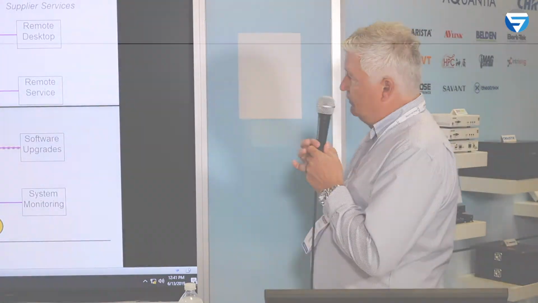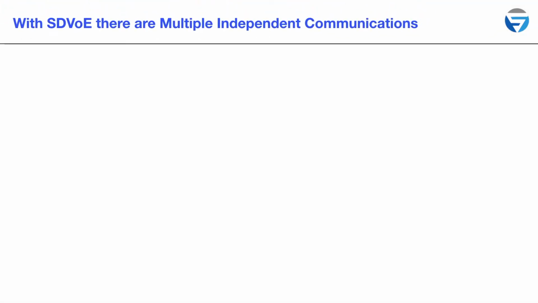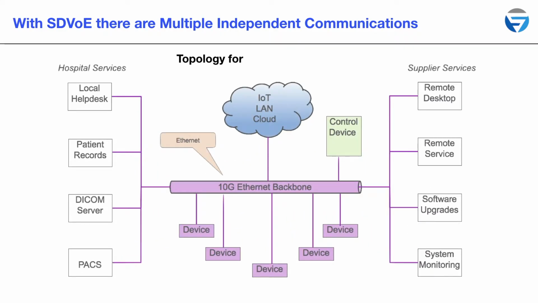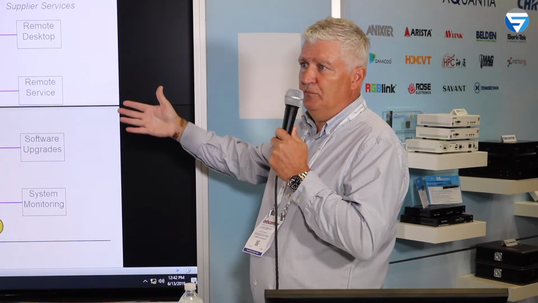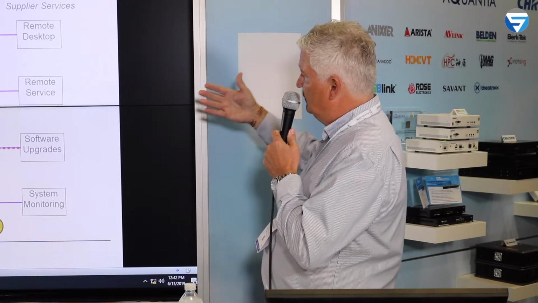So here we go, just to finish the point on SDVoE, rather than a single point of failure, with SDVoE there are multiple independent communications. So for example, locally there could be a local help desk, patient records, of course, DICOM server for patient images, the PACS. They're all based on the Ethernet, and there could be an issue in the OR, and the local help desk can run a remote desktop session and control the controller to help the circulating nurse or staff nurse just with a user error, user problem. Okay, that can be running whilst the video is all being transmitted through the switch.